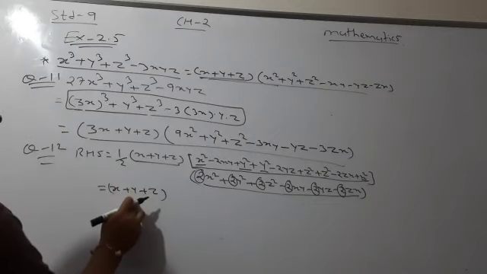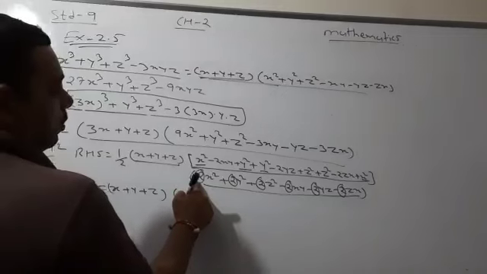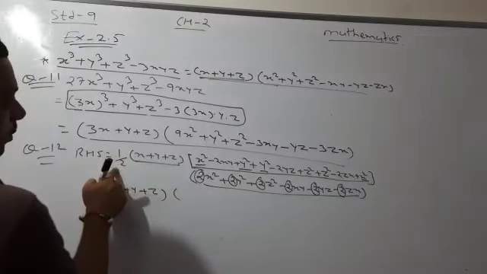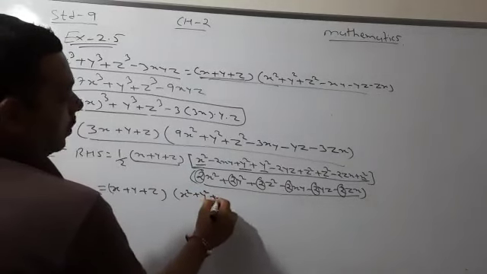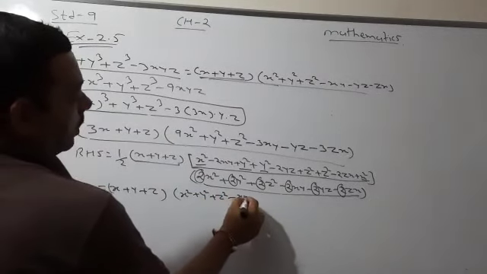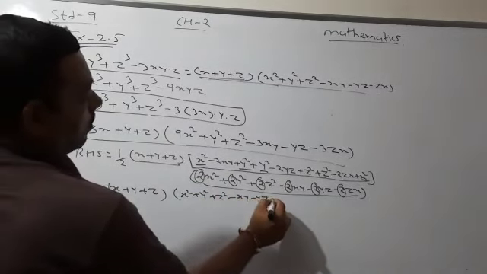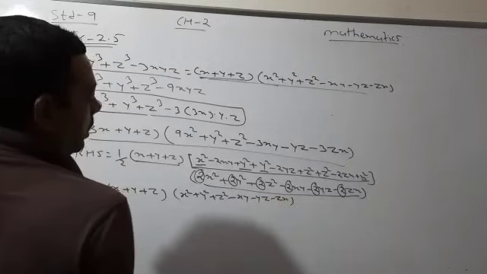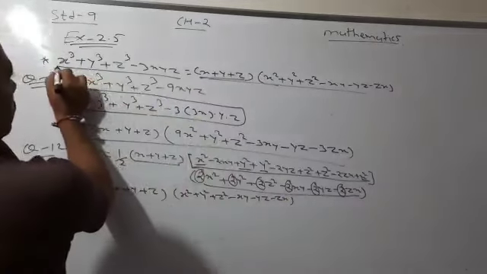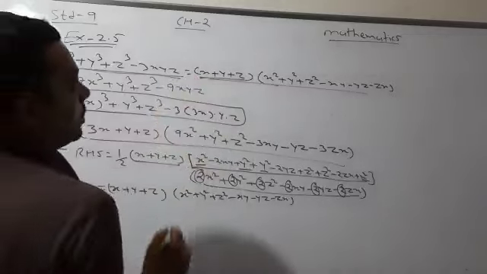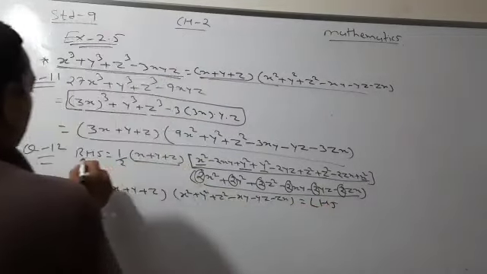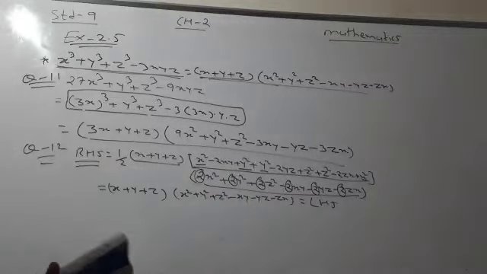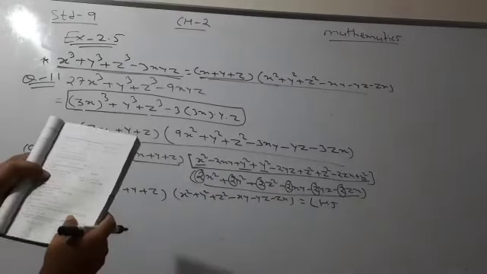This bracket I just copy. But after taking 2 common, with this 1 by 2 cancels. The left part is x square plus y square plus z square minus xy minus yz minus zx. This is nothing but the formula of x cube plus y cube plus z cube minus 3xyz. This is our LHS. So we started with RHS and we reached LHS. Hence question number 12 is completed.